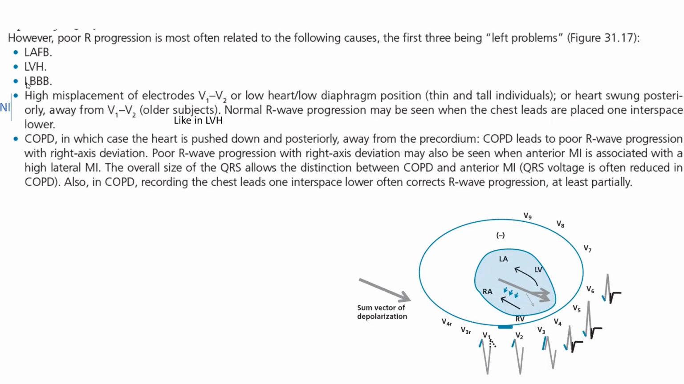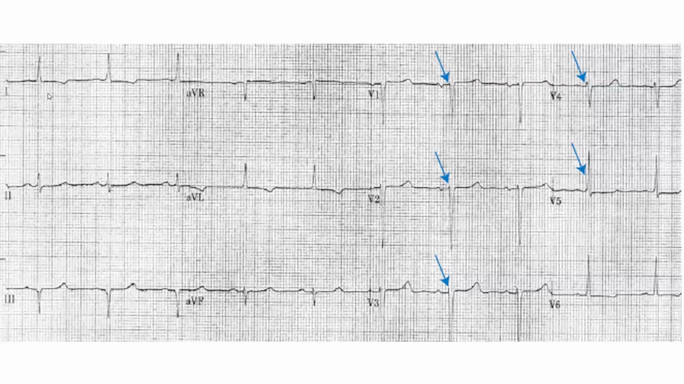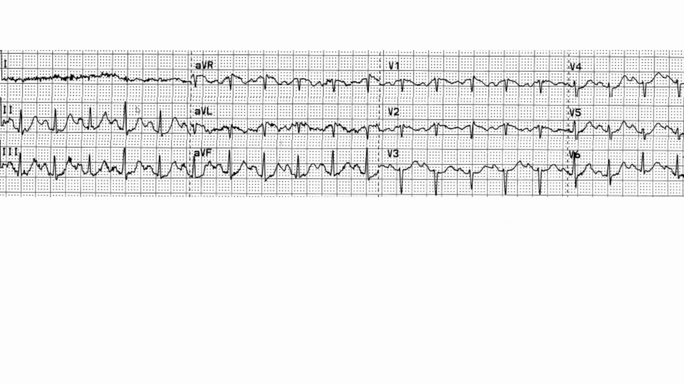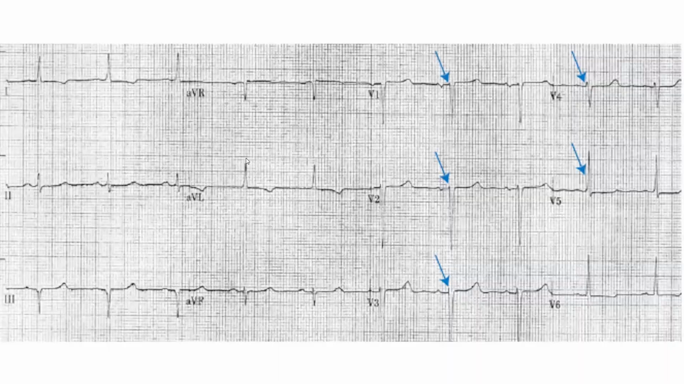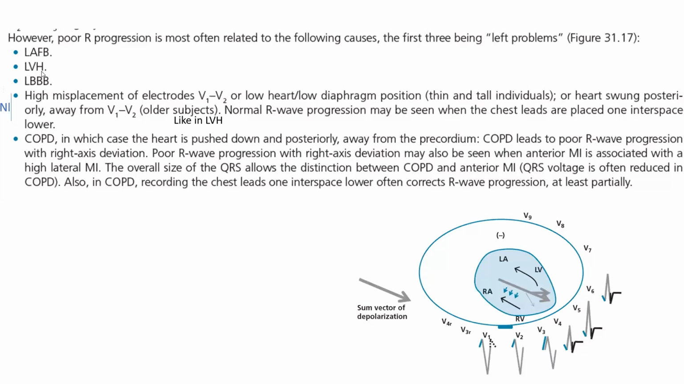There is no left bundle branch block. There is no left anterior fascicular block, which would be a left axis less than minus 45. That's not the case. You have a right axis here. You're equiphasic in lead 1 and positive in AVF. So you have a right axis. So you're not any of those three. Can you be this one?